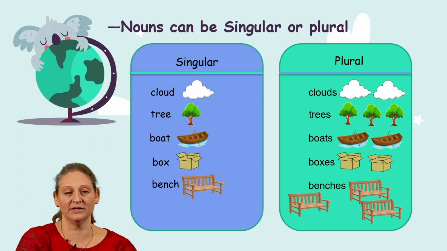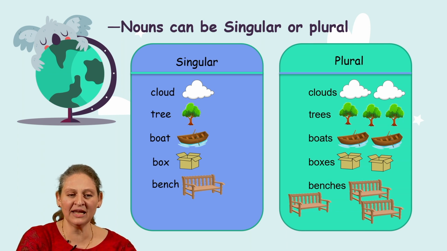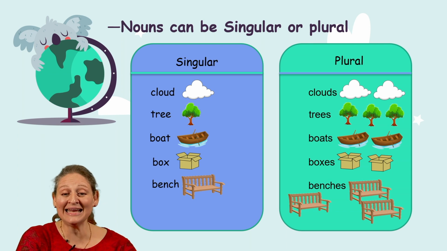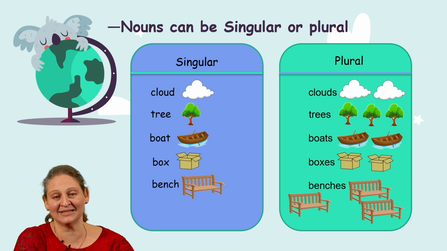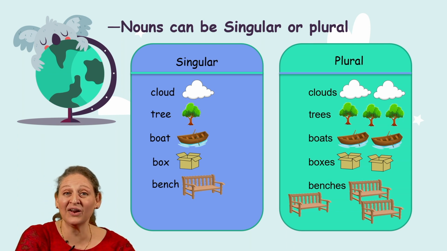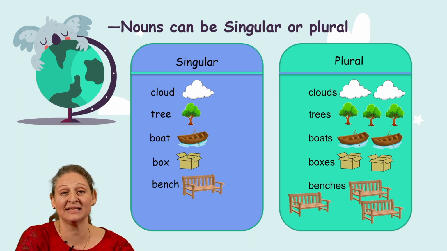Now look at these words. Cloud. C-L-O-U-D. Cloud. Now look at clouds. C-L-O-U-D-S. We added S. Most words we can add S. Tree, trees. Boat, boats. But look here. Box has E-S. Boxes. And bench has E-S. Benches. Listen to the words. You can hear the sound difference.